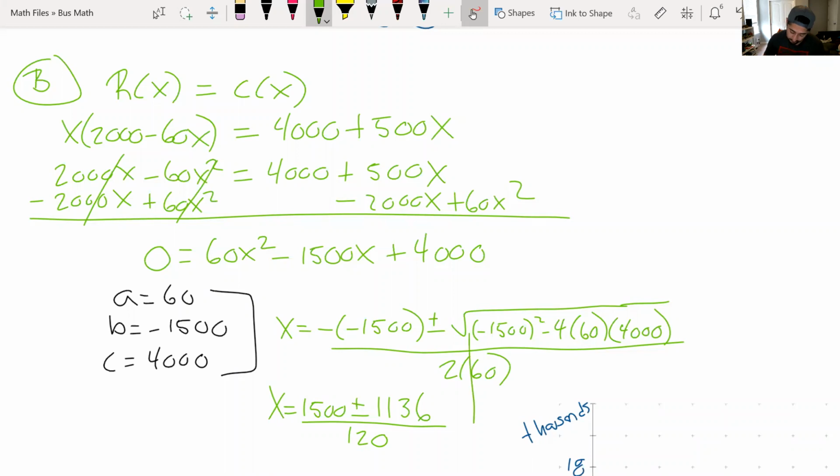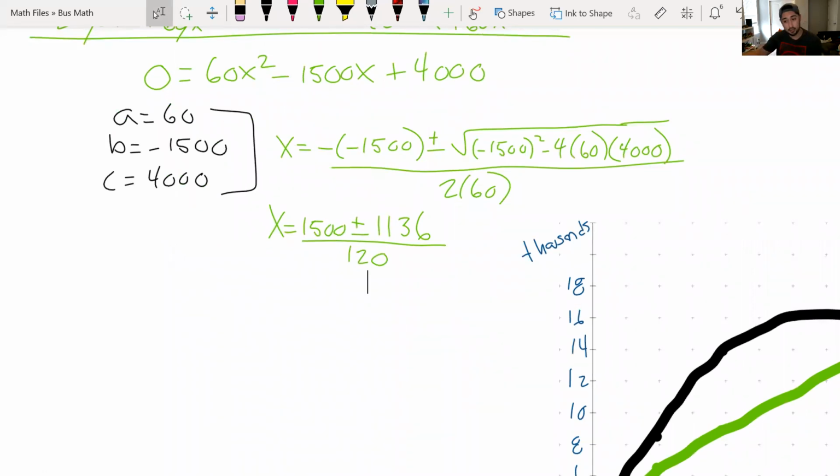So we're going to do the plus route and we're going to do the minus route. So let's get started with that. First on the plus route, x equals 1500 plus 1136 over 120. I'm going to type that in my calculator on my desk. 1136 over 120, and I get 21.96. So I'm just going to round that to 22.